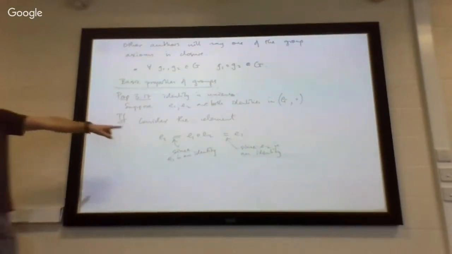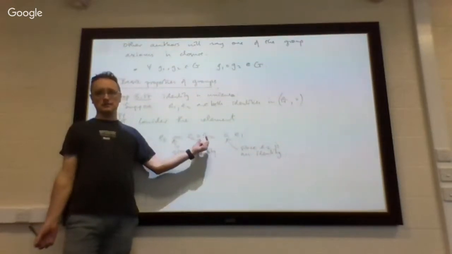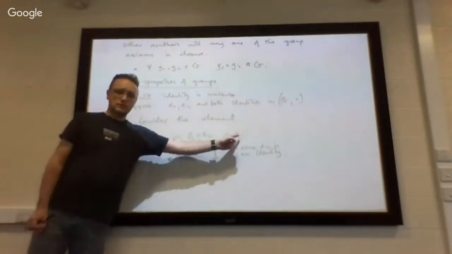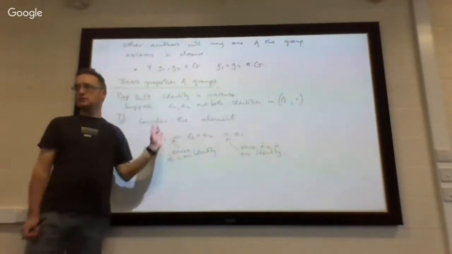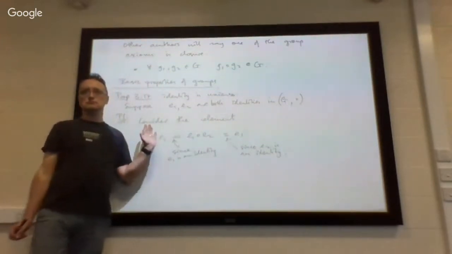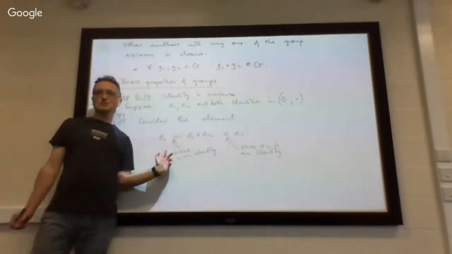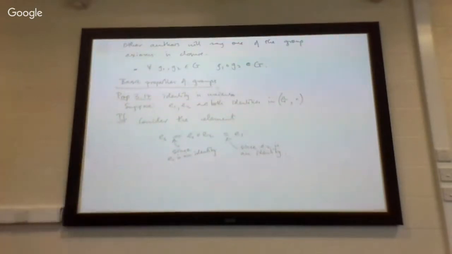This element does exist in the group, because you've got the binary operation on the group, so there will be some element in the group which is e1 circle e2. But it is simultaneously e2 and e1. You can't have a thing being simultaneously two different things. So e1 must be the same as e2. So it's impossible to have two distinct identities. This shows that they must be the same. So there is only one identity in a group. It's just an immediate consequence of the identity property. It can be one and only one.